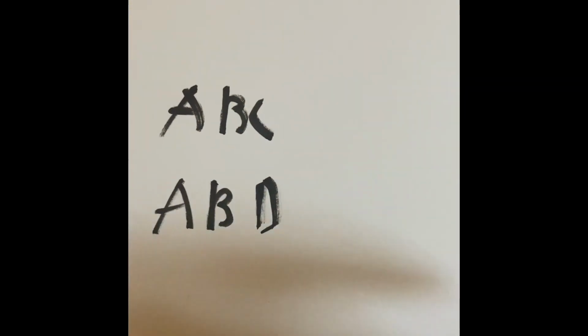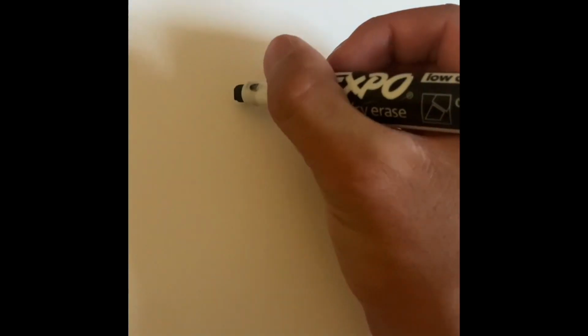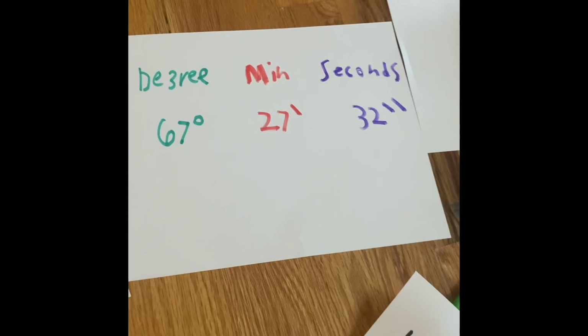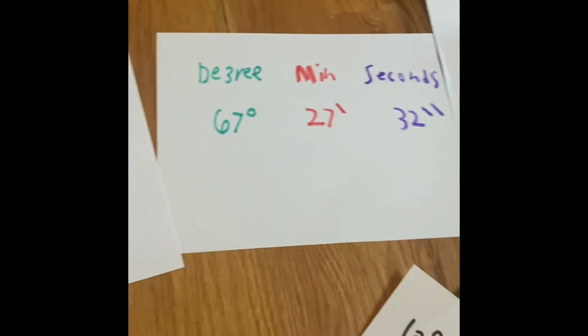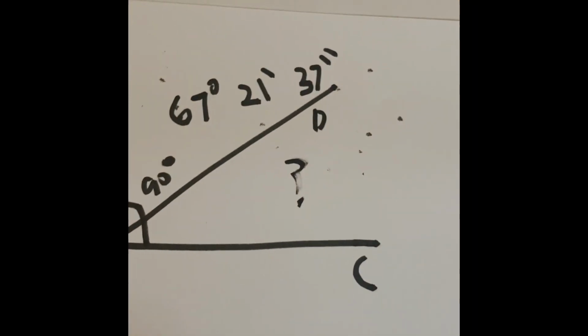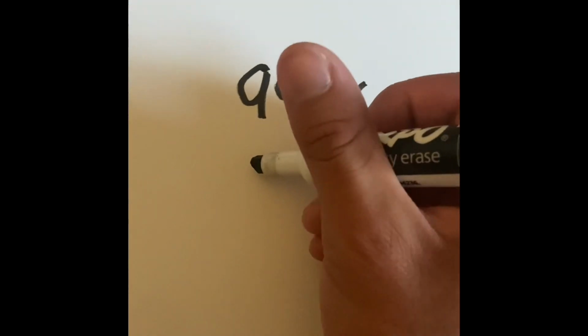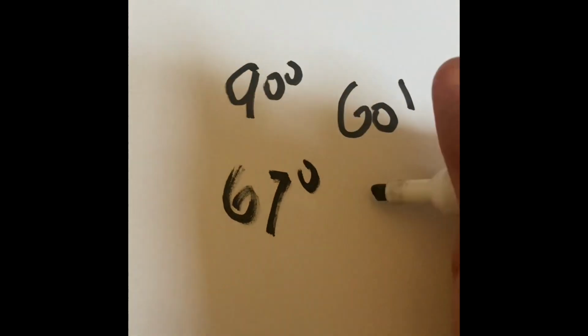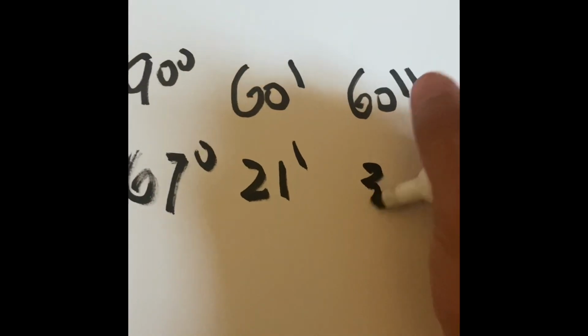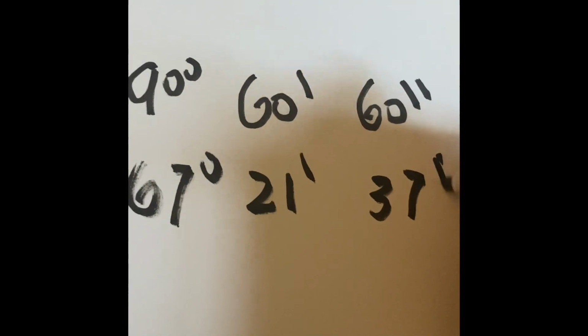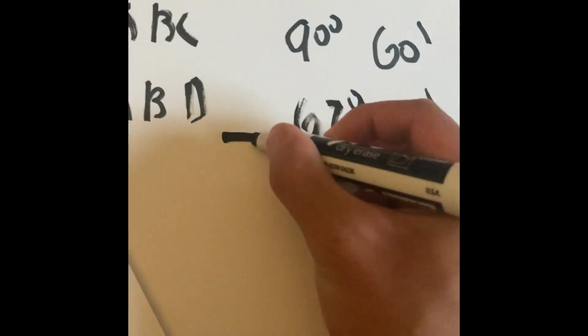The measurement for ABC, since it's 90 degrees, we're going to write as 90 degrees, 60 minutes, and 60 seconds, referring to the format we want for our answers. So this is what it looks like. And for the other one, 67 degrees, 21 minutes, and 37 seconds goes right under here. So now we have to subtract the two.